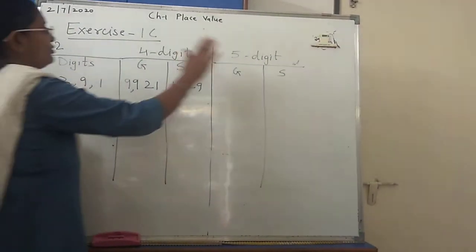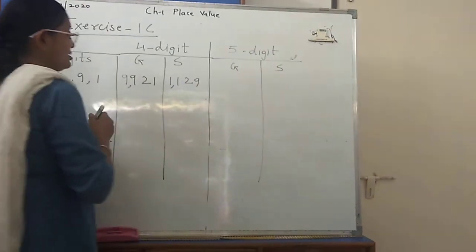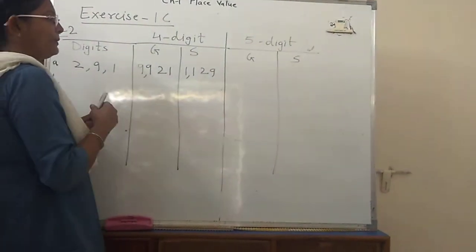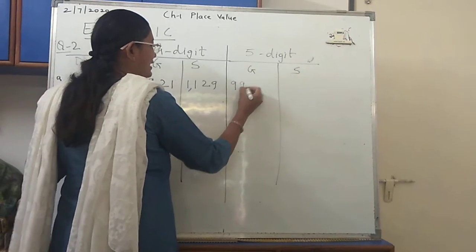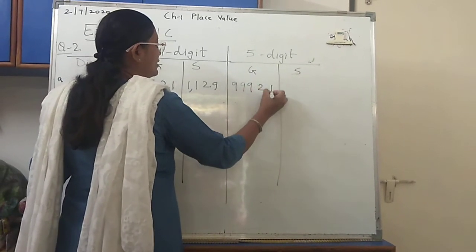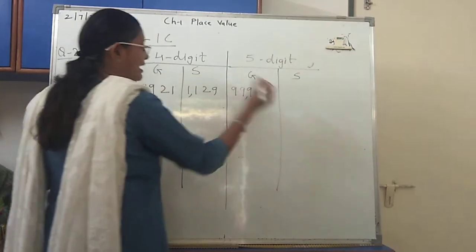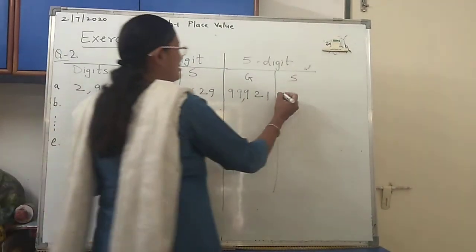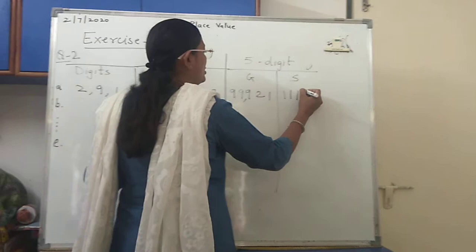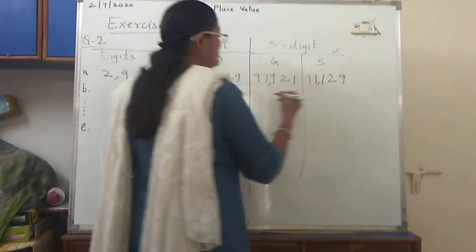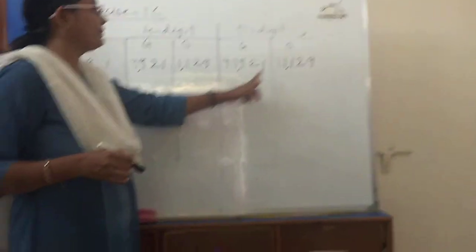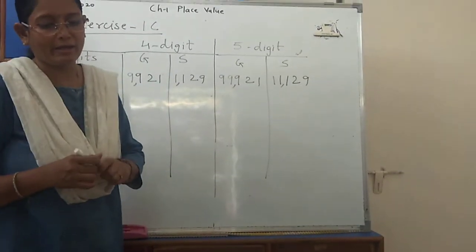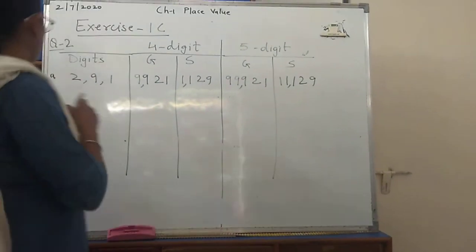Same digits you have to use and you have to build a 5-digit number. So here once again we have to repeat the greater digit more times. So 9 will come 3 times. 99921, that is 99,921. Here 11129, that is 11,129. Right? This is the way how you have repeated. Just see how you have repeated it.